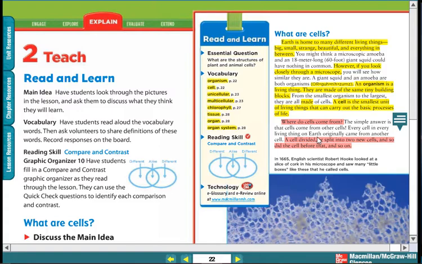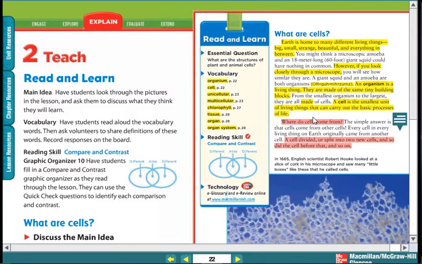Now we defined an organism as a living thing, and a cell is the smallest unit of living things that can carry out the basic processes of life. And is there a difference between an organism and living things?